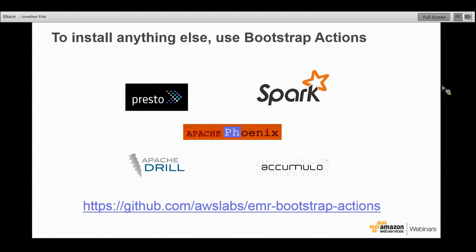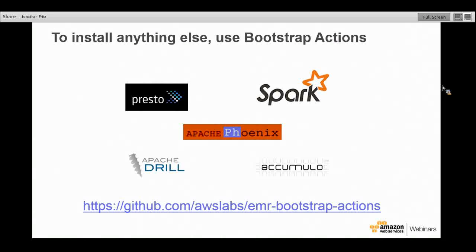But the Hadoop ecosystem is moving fast. There are many different new tools coming out, and you have, using Bootstrap Actions, the ability to install any of these. These are just a few examples, but anything on your cluster. A Bootstrap action is a script that you provide the cluster that runs on every node at cluster startup before we start Hadoop on the cluster.